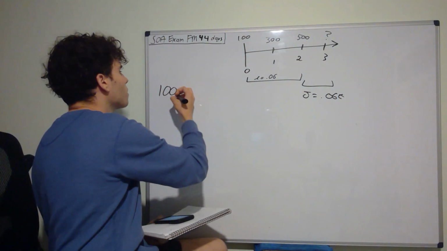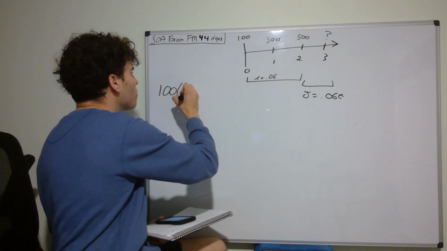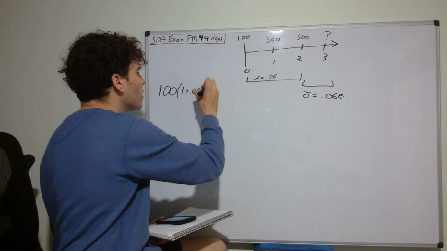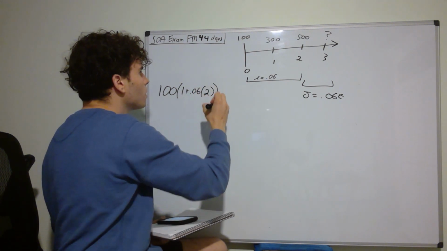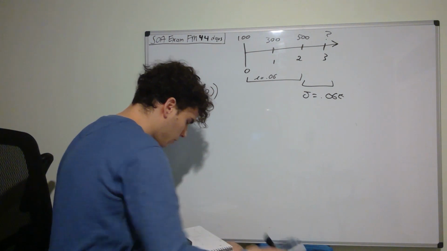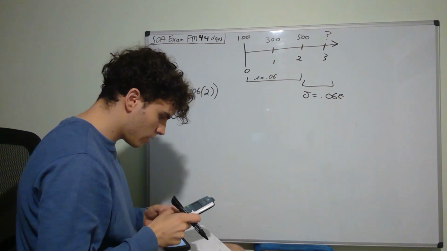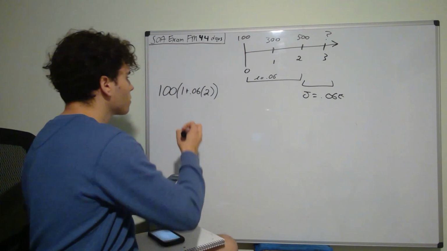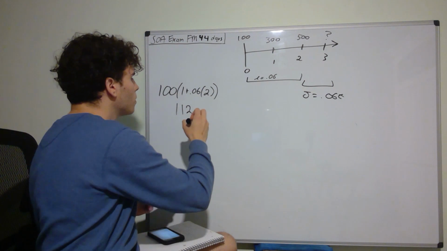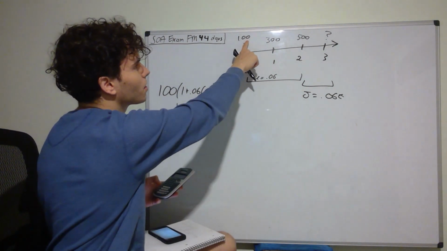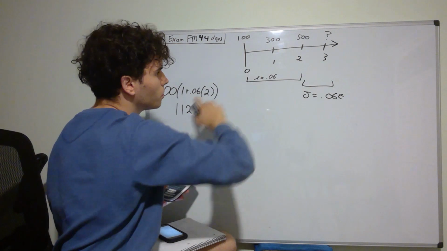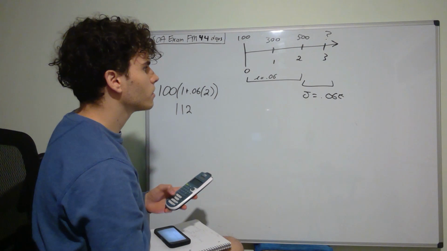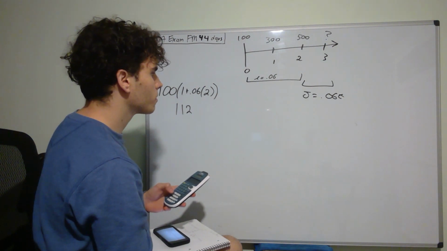So we have $100, multiply that by 1 plus 0.06 times 2, because 2 years. Let's do a quick calculation: 100 times 1 plus 0.06 times 2 gets us 112. So right now we take this $100, took 2 years of simple interest, and now it's $112. And now we have a constant force of interest of 0.06t.